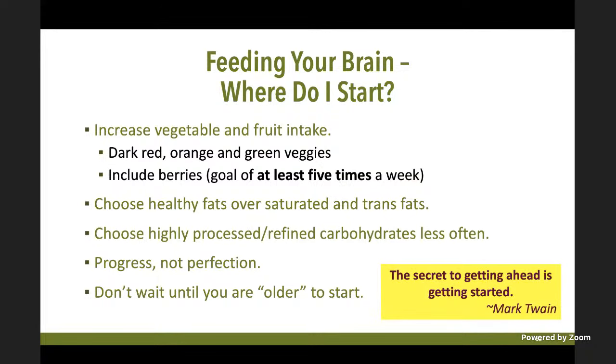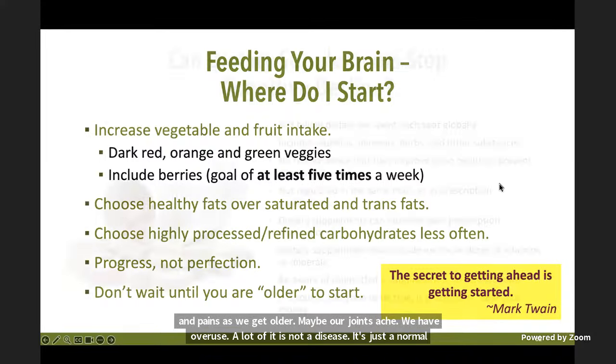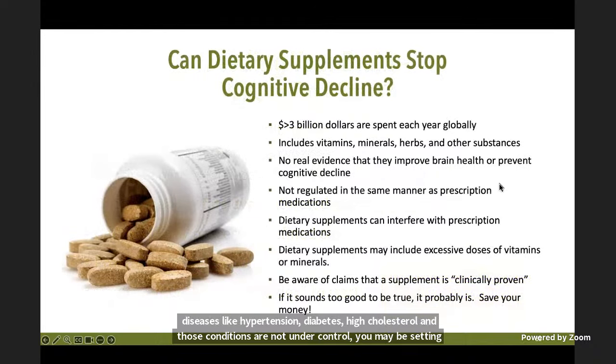But what we do know is when you're entering those late adult years, and you've got chronic diseases like hypertension, diabetes, high cholesterol, and those conditions are not under control, then you may be setting yourself up for cognitive decline as you get older. So if you've got some chronic diseases, let's work on getting those under control and in check. So don't wait until you're older to start.